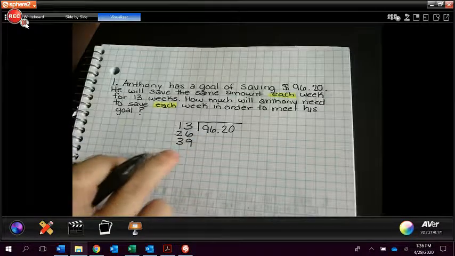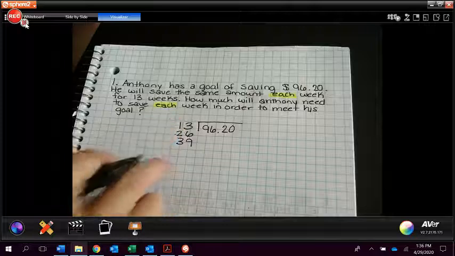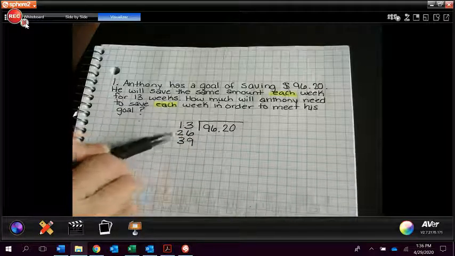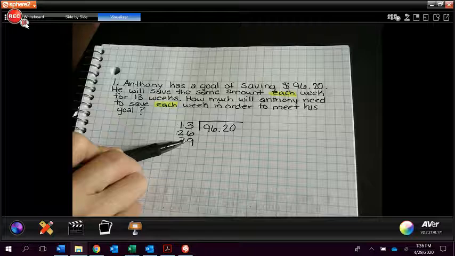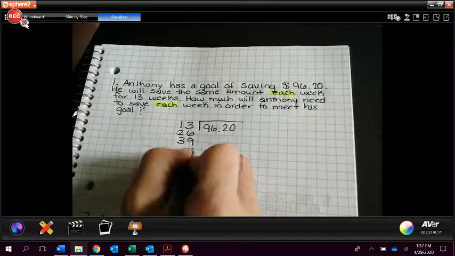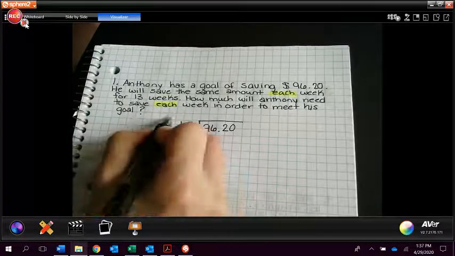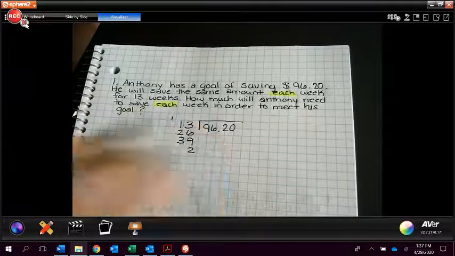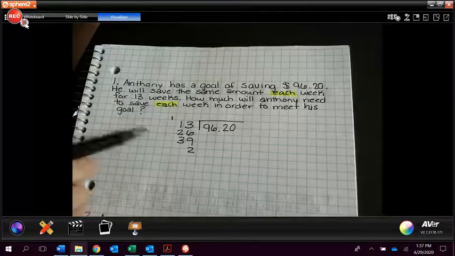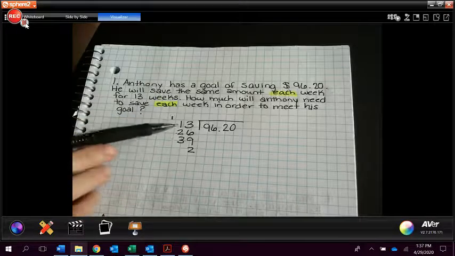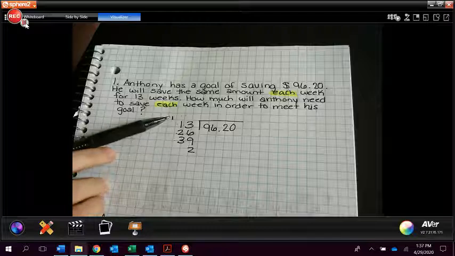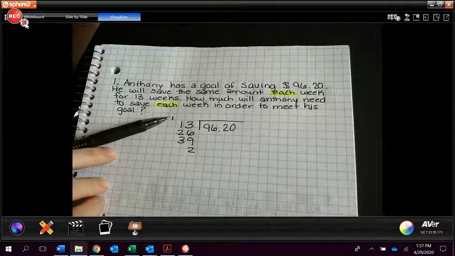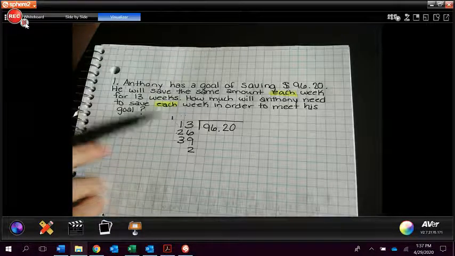Now remember, you always want to do the top and the bottom. So now you're going to do 3 plus 9. What's 3 plus 9? 12. So we're going to put the 2 here. Now the 1, I'm going to put it right here on the side so I don't get confused. But I'm going to do the same thing. 1 plus 3 gives me 4. But I have to add this 1. So 4 plus 1 gives me 5.